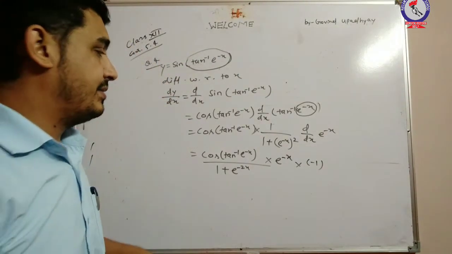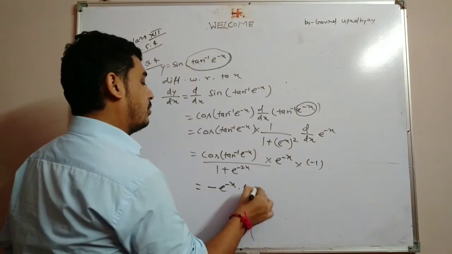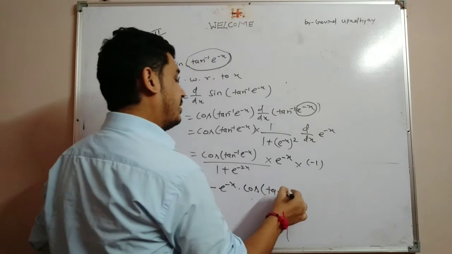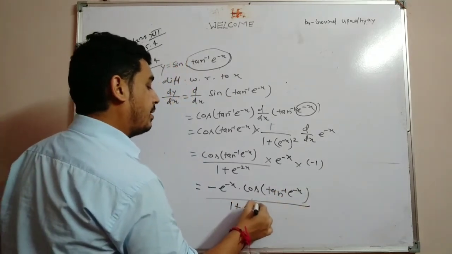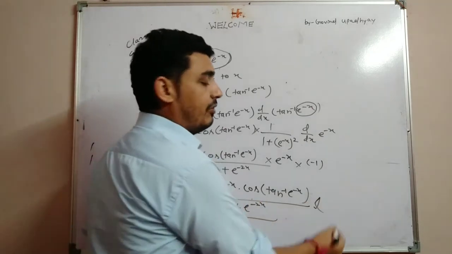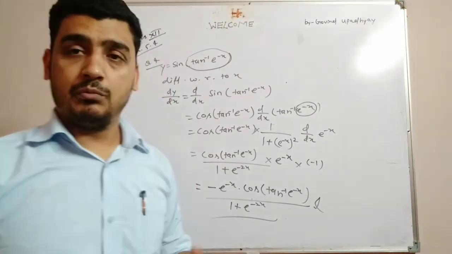So finally this is the answer. And answer will be like this, minus e to the power minus x into cos tan inverse e to the power minus x upon 1 plus e to the power minus 2x. This is the final answer. Okay, I hope you understand from question number 1 to 4.